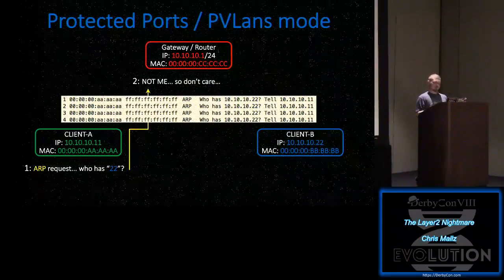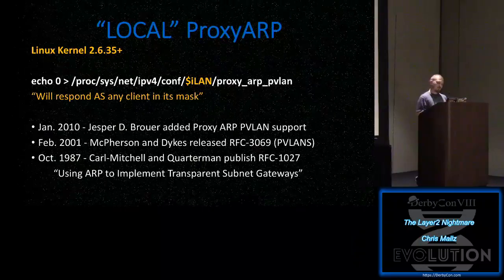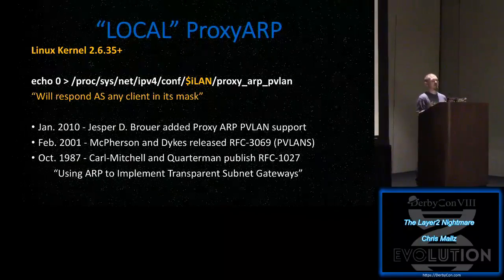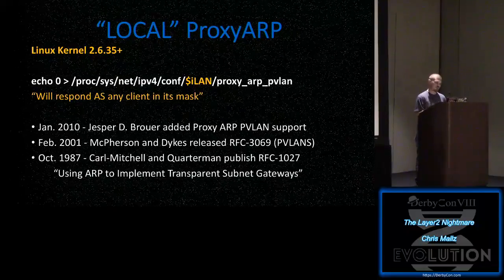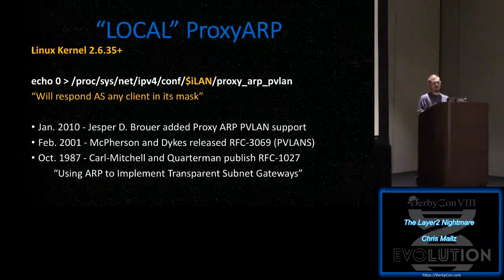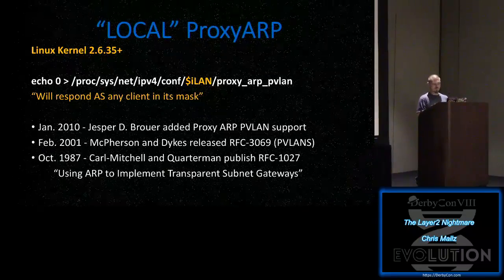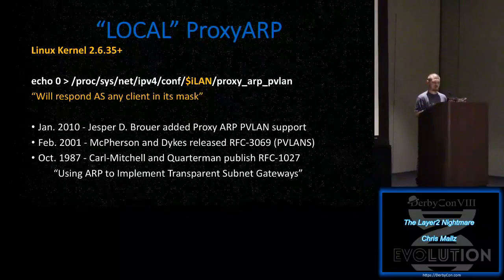So this is what took me so long, to figure out how to do it. And finally, I eventually found a solution, and it's called local proxy ARP. Now, there's two kinds of proxy ARP. There is normal proxy ARP, but there's local proxy ARP. And essentially what that says is that it will proxy ARP, but only on a single interface.